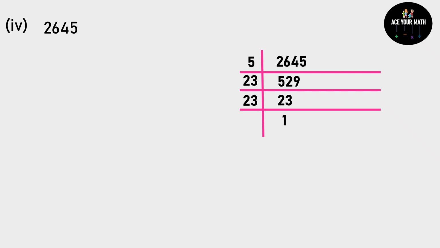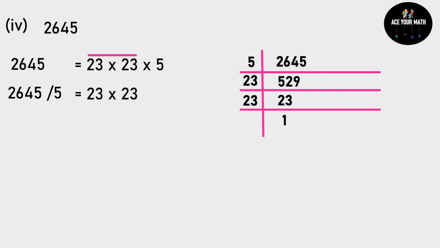See, the next one is 2645. Now let's make its prime factors. If you find the prime factors of 2645, you will get 23 times 23 times 5. The next step is formation of pairs. 23 forms a pair, but 5 doesn't have a pair. That means you can simply divide this whole number by 5.